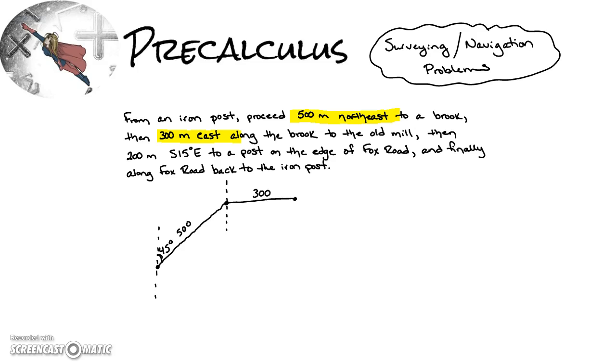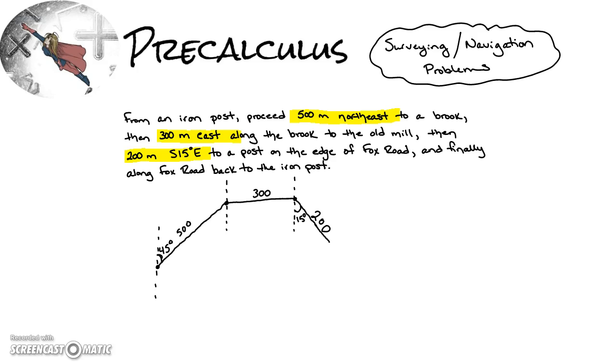It says then 200 meters south, 15 degrees east. Well, let's get our north-south line in here. So the south 15 degrees east means from the south they're going to rotate 15 degrees towards the east, like that. So this little angle right in here, measured from the south, going towards the east direction, is 15 degrees. And then they're going to go along that for a distance of 200 meters. Let's make that a little bit longer. So this right here is 200.